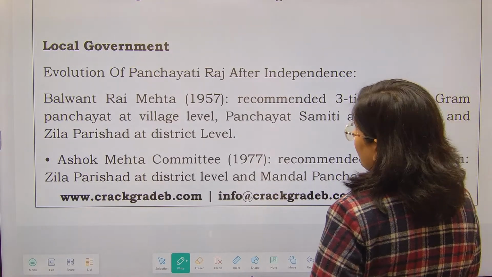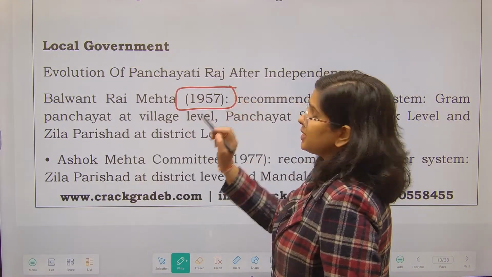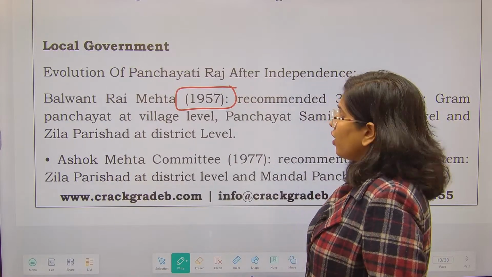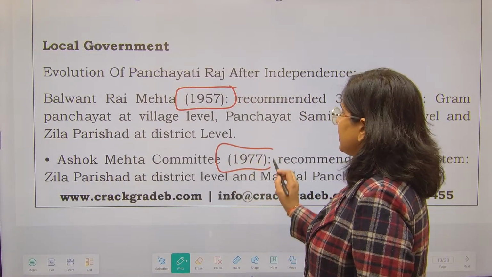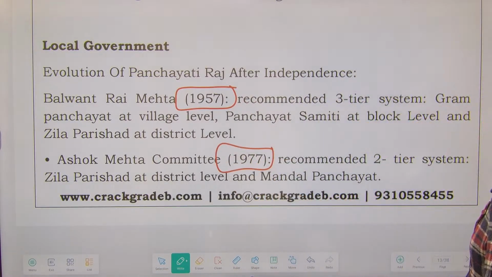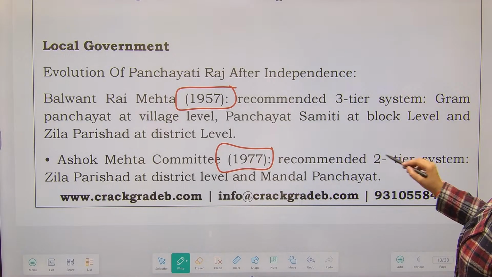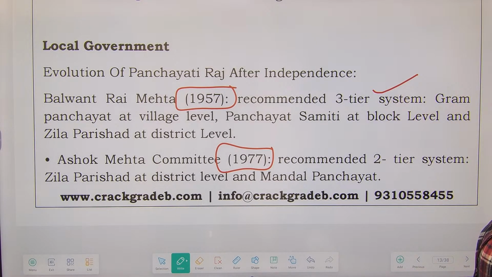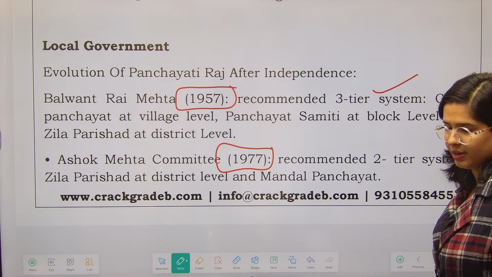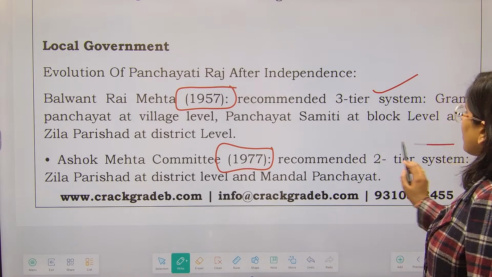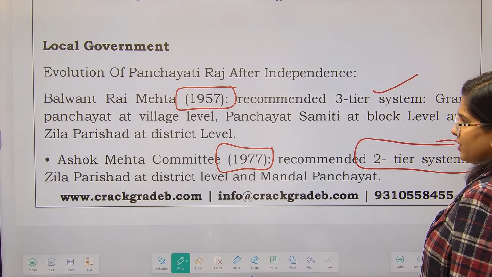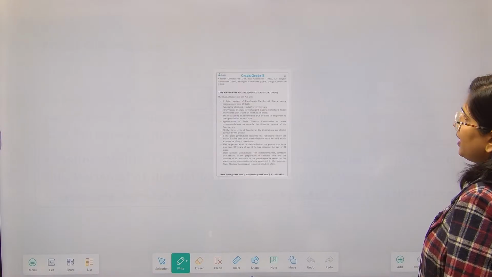Balwant Rai Mehta Committee, formulated in 1957, followed by the Ashok Mehta Committee in 1977. The Balwant Rai Mehta Committee recommended a three-tier system: Gram Panchayat at village level, Panchayat Samiti at block level, and Zila Parishad at district level. Ashok Mehta talked about a two-tier system: Zila Parishad at district level and then Mandal Panchayat.